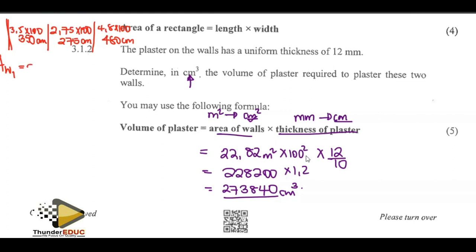So we come back here and you say that the first one will be 350 times 275. 50 times 275 is 96,250. These are centimeters squared.